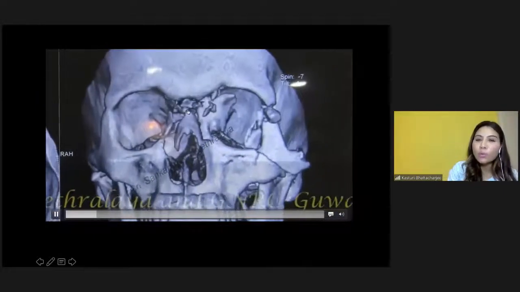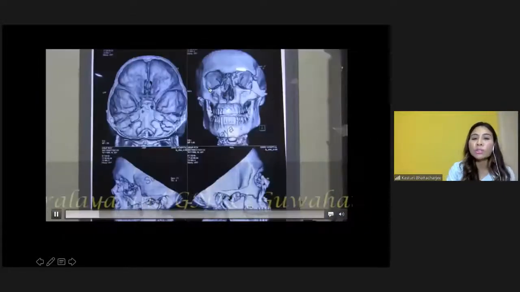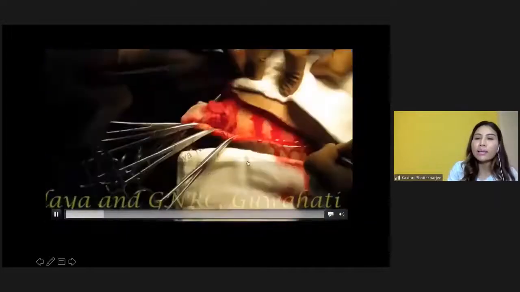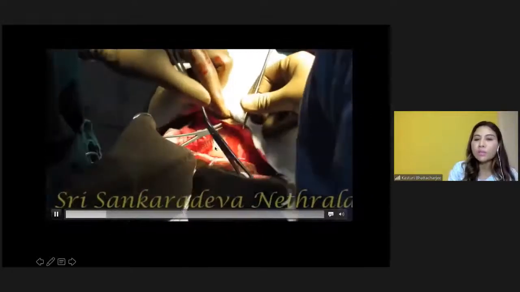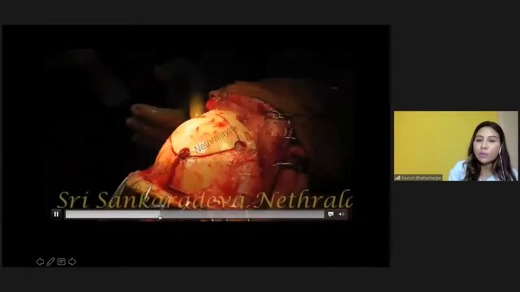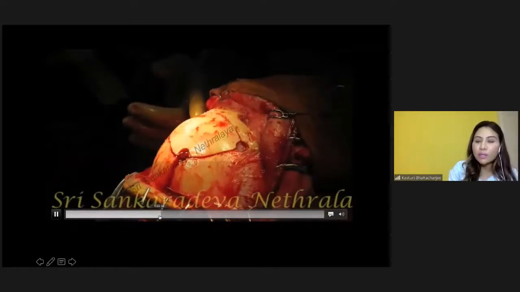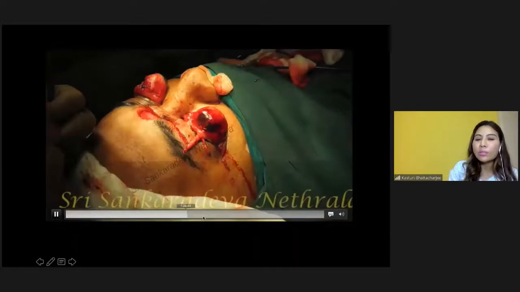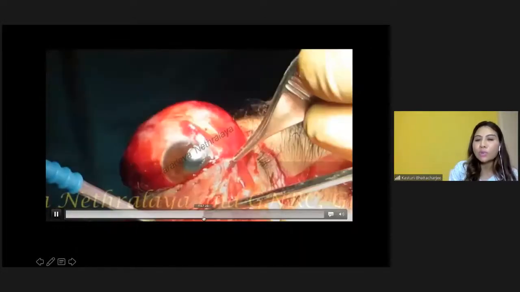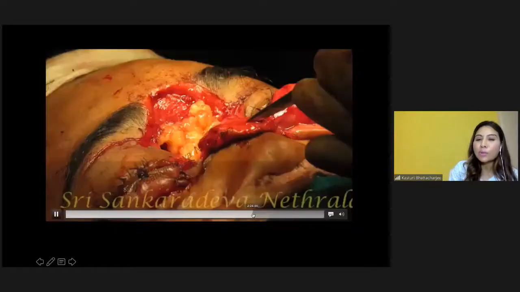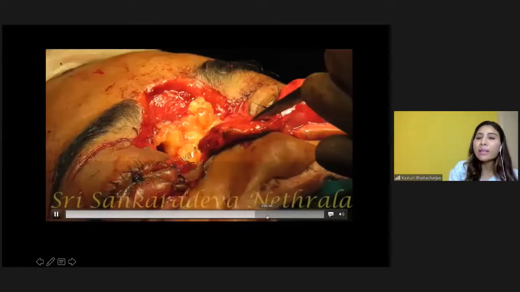The whole bone, the cribriform plate, the ethmoid, the cribriform being a part of the ethmoid, everything has been broken. This was first taken up by the neurosurgeon, who made burr holes on the skull, removed the skull, and managed the part of the dura mater that was ruptured. They also put special dura sheets and dura seal, and the next part was taken care of by us, basically to replace the globe, taking care of the buttresses.